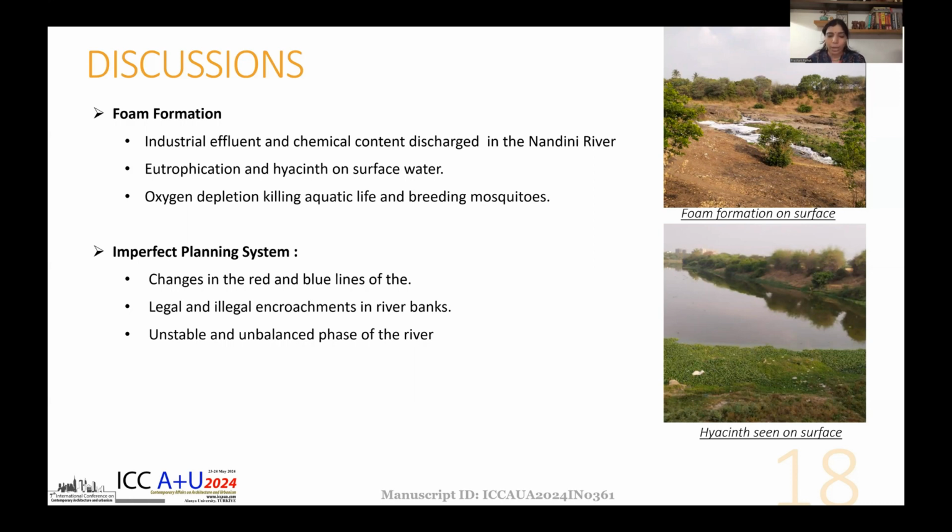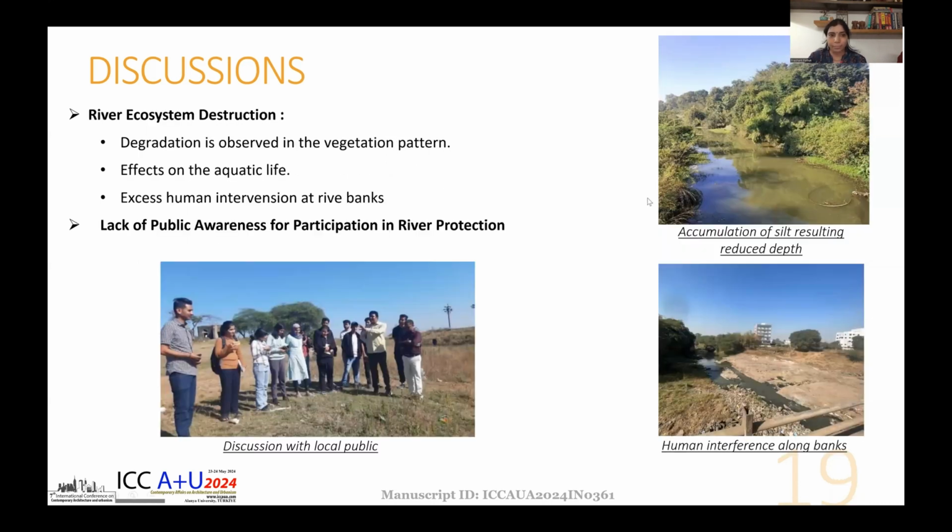Changes in the red and blue lines of the river resulted in a change in the natural path of the river. Legal and illegal encroachments on river banks resulted in an unstable and unbalanced phase of the river, causing the Godavari River's imbalance.